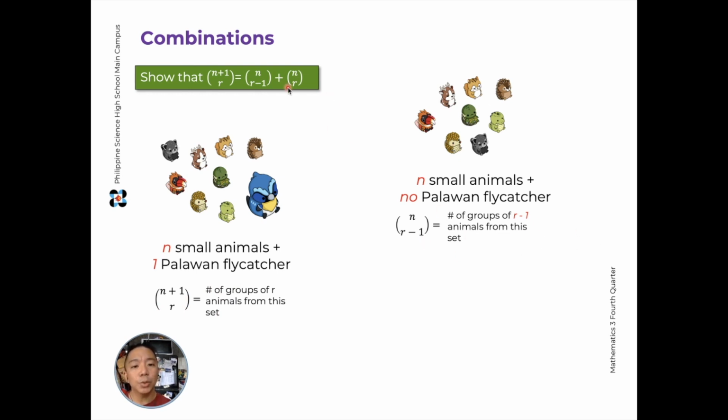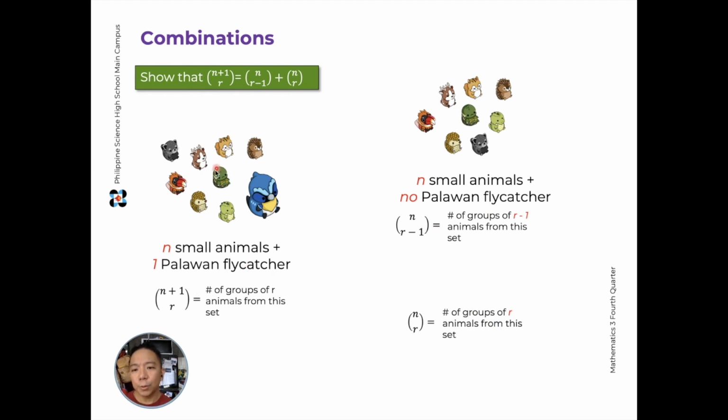Ano naman si n choosing r? It's the same group, but we're now looking at the groups of r animals from this set. So parang pareho dito na may r animals. Ang contention natin, ang gusto nating ipakita ay pareho yung number of groups from this set ng r animals at idadagdag natin dun sa number of groups of r minus 1 animals. Pareho lang siya dito. Bakit?